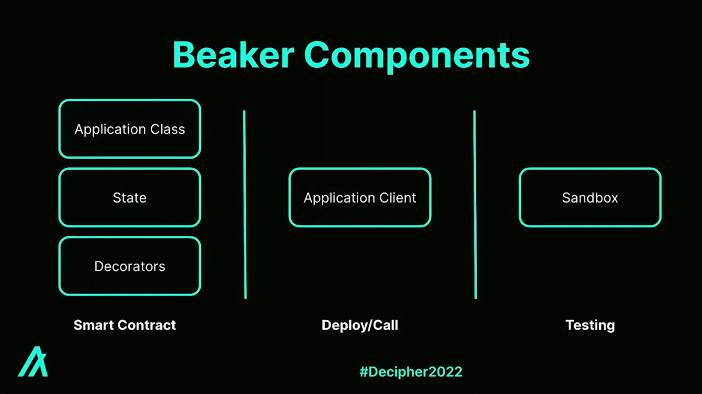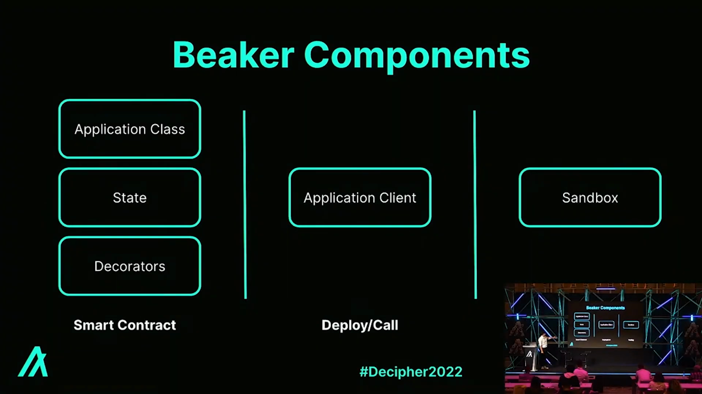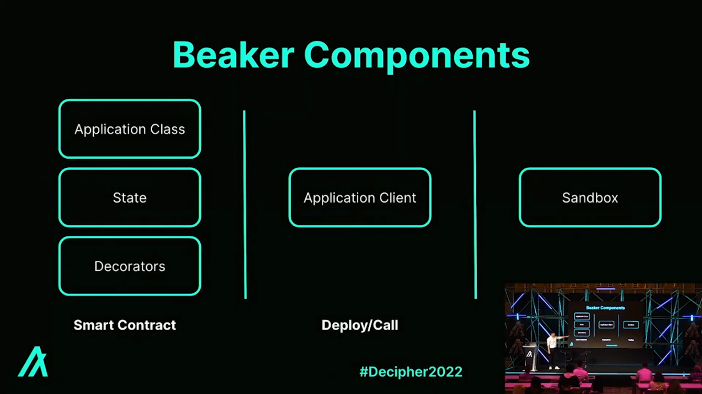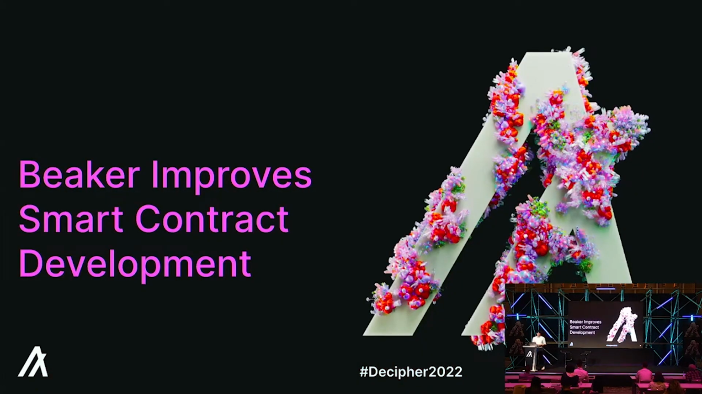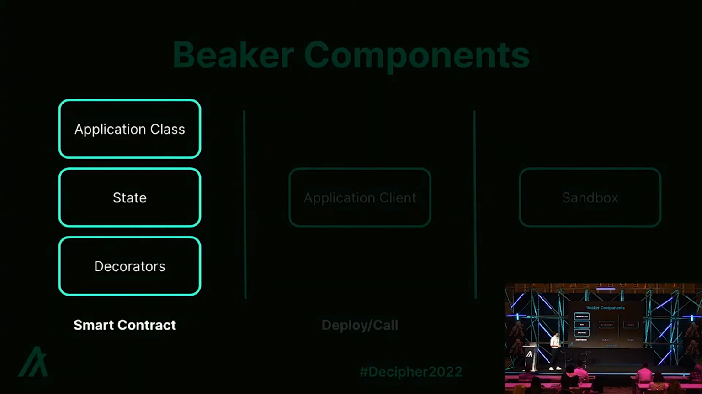So these are the Beaker components. We have 3 pillars. To improve smart contract development, we have these 3 components down here. We have the application client for deploying and calling, and we have the Sandbox module for testing. Now let's talk about how Beaker improves smart contract development. So that's the right pillar over here.